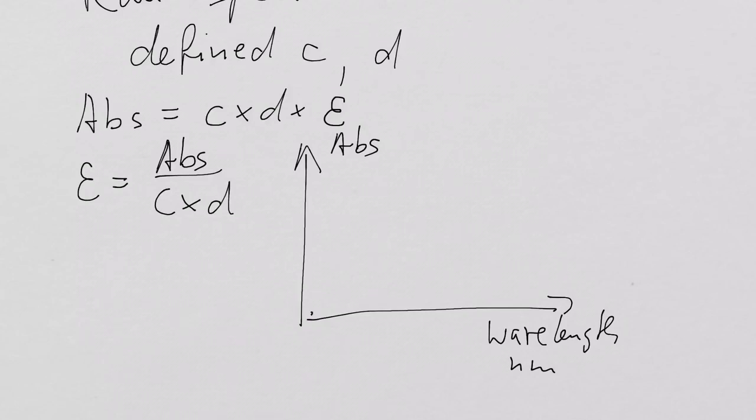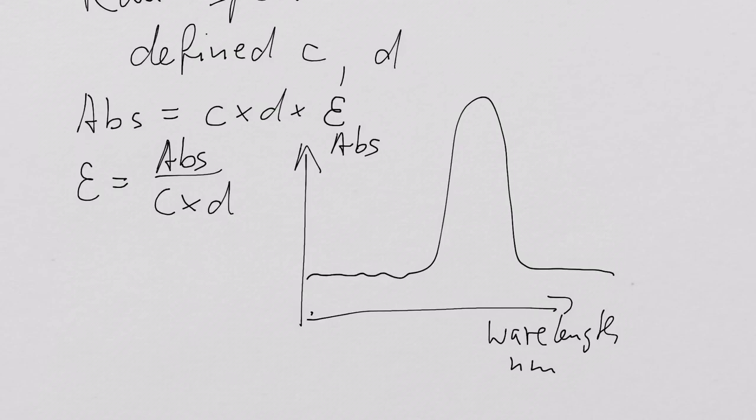And what I might see is something like this. This indicates that this particular substance absorbs light very strongly at this particular wavelength. Yeah? Let's say this is 280 nanometers.